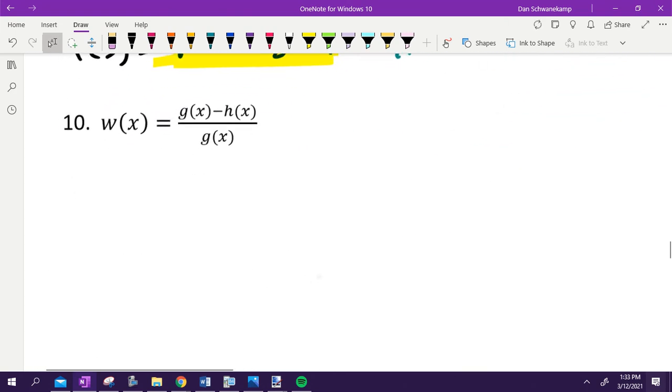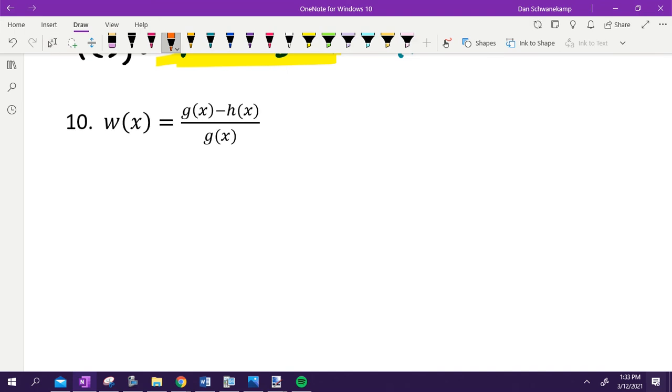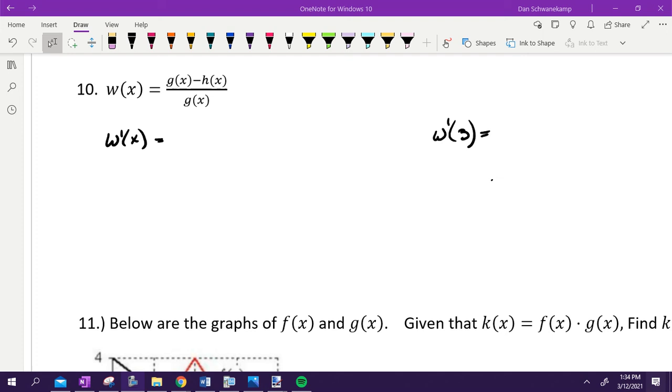Let's try one more. There is one more like this. W of x is g of x minus h of x all over g of x. Eventually, our job is to find w prime at 3. But first thing I need to do is find w prime of x. What rule are we going to use here to find the derivative? Quotient. Be careful with parentheses here. Go.